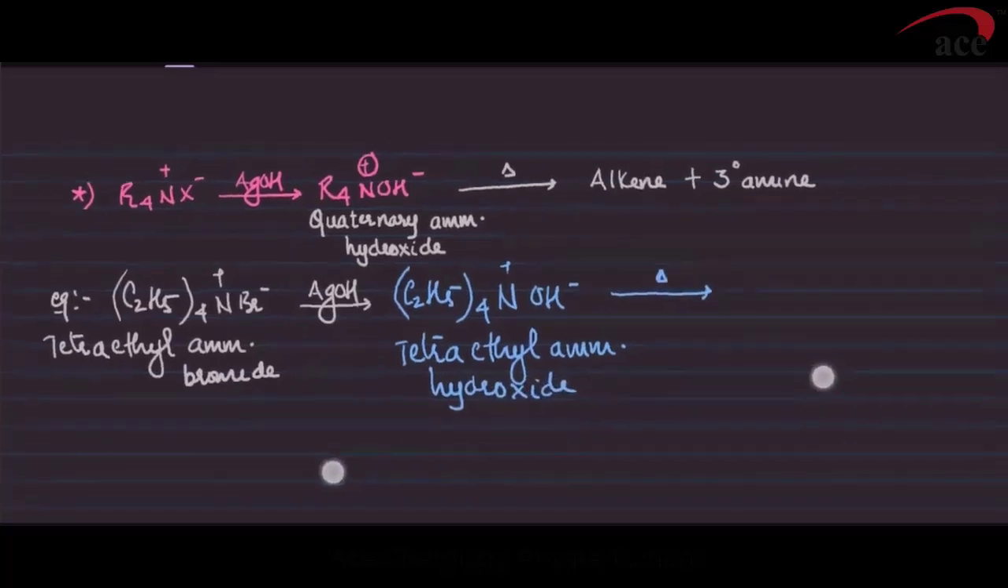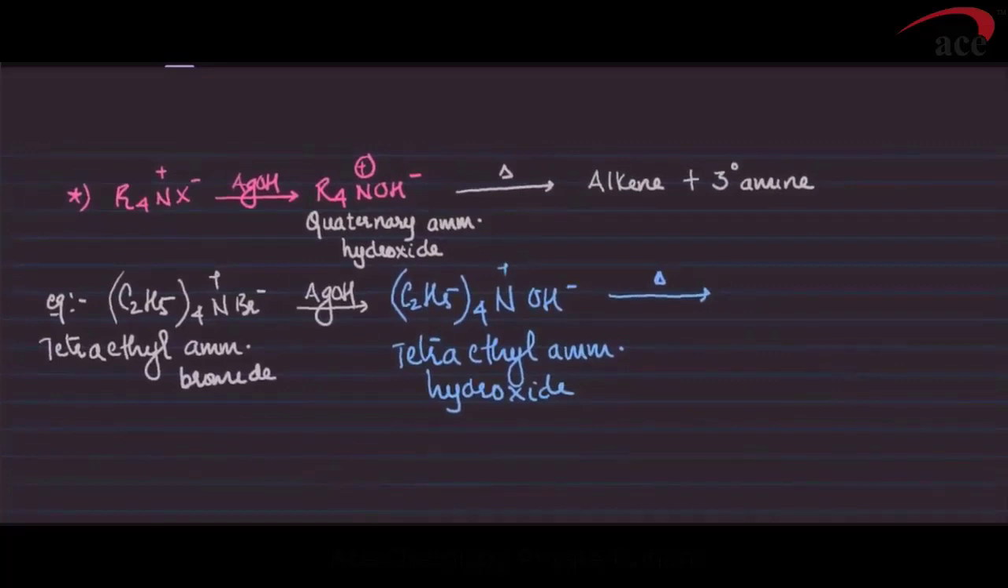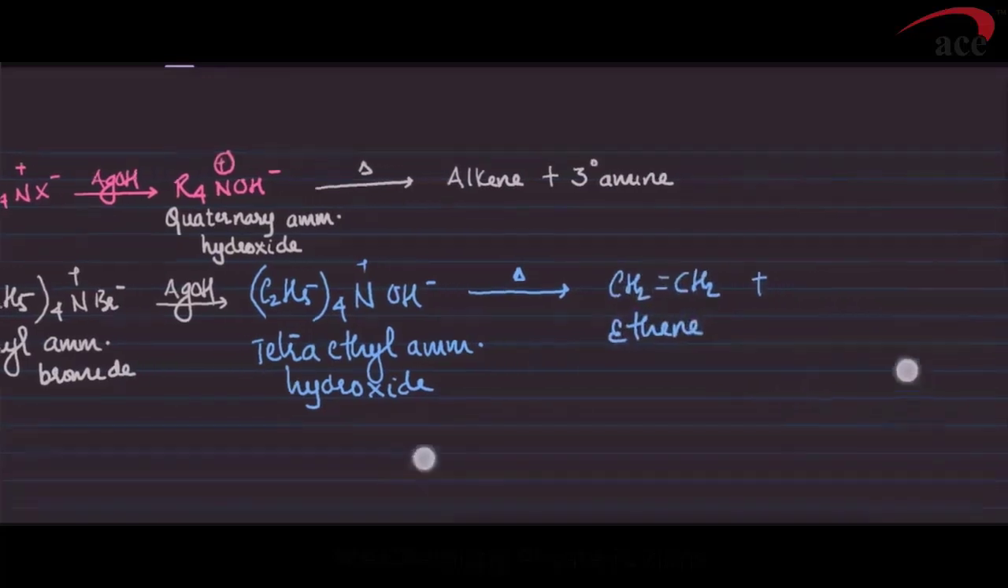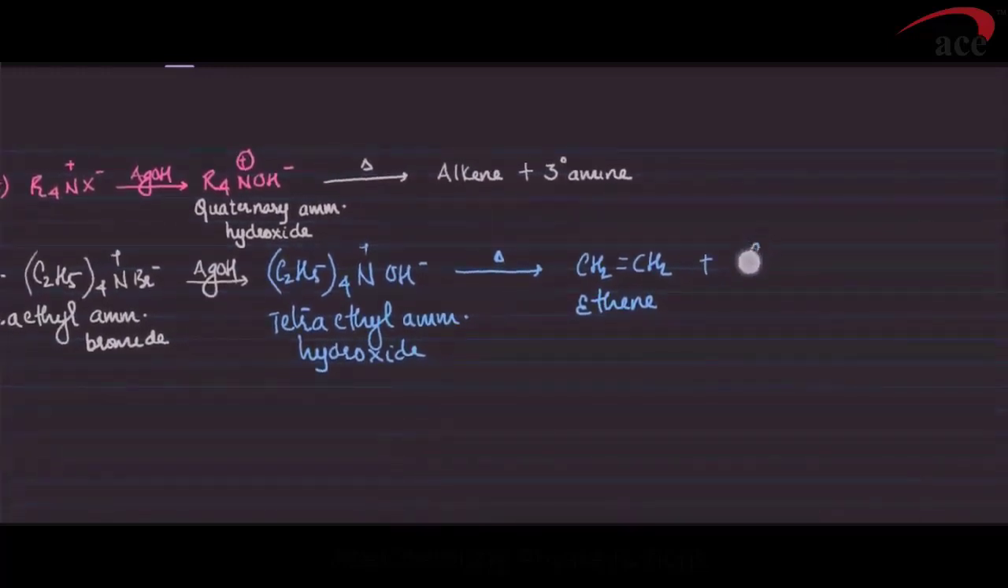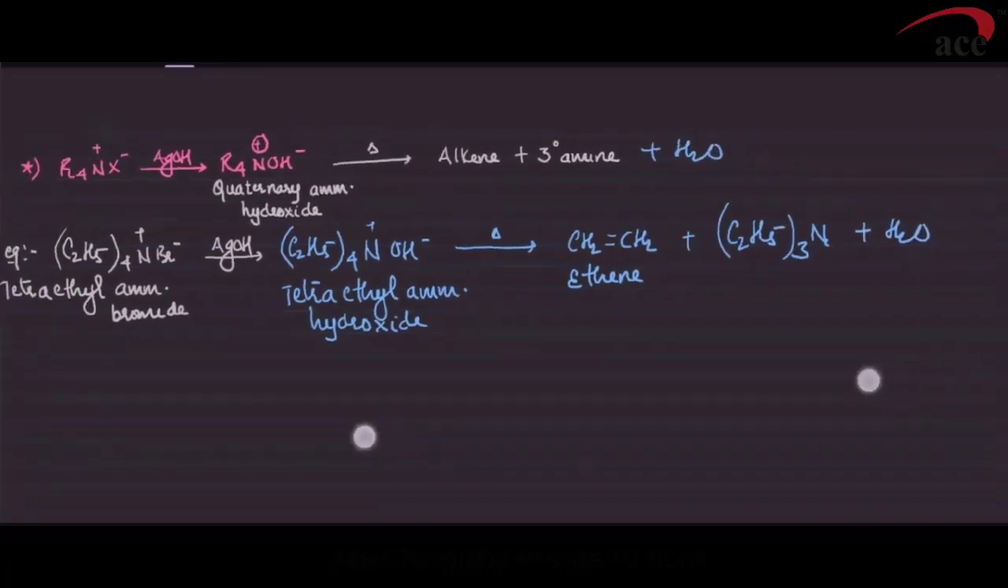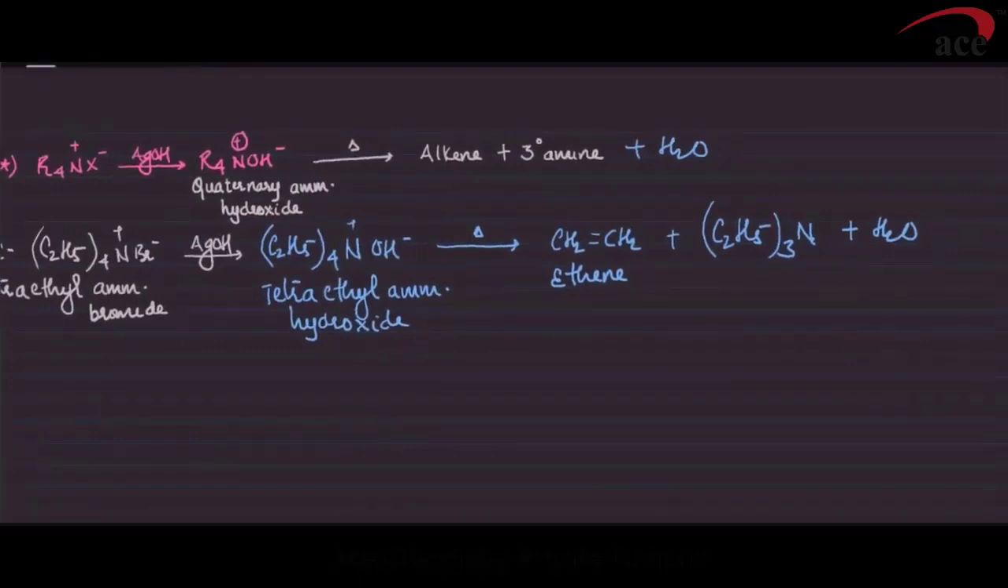Now since all the alkyl groups are the same, we don't have any issues. One of the alkyl groups, that is C2H5, will give you an alkene. So you get CH2 double bond CH2, that is ethene, as one of the products. Plus, the three ethyl groups that are left will result in the formation of a tertiary amine. So it will give you (C2H5)3 N along with H2O. Generalized, you will get an alkene, a tertiary amine and elimination of a water molecule. So here it is triethylamine.